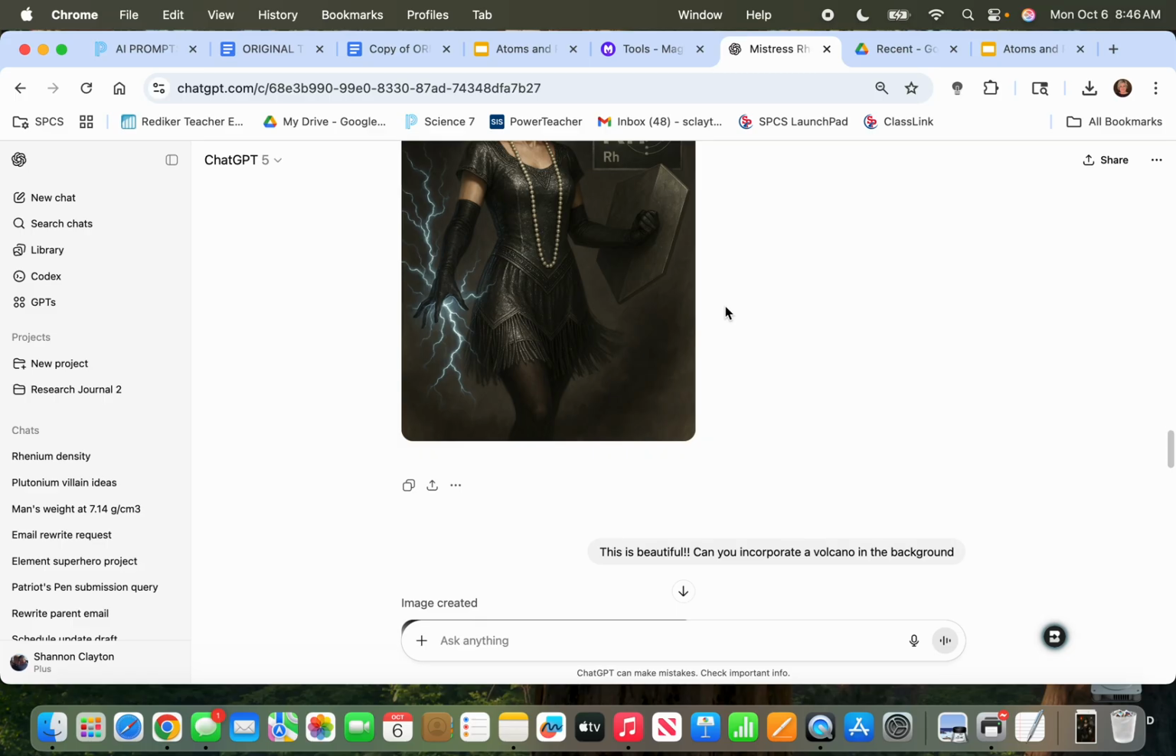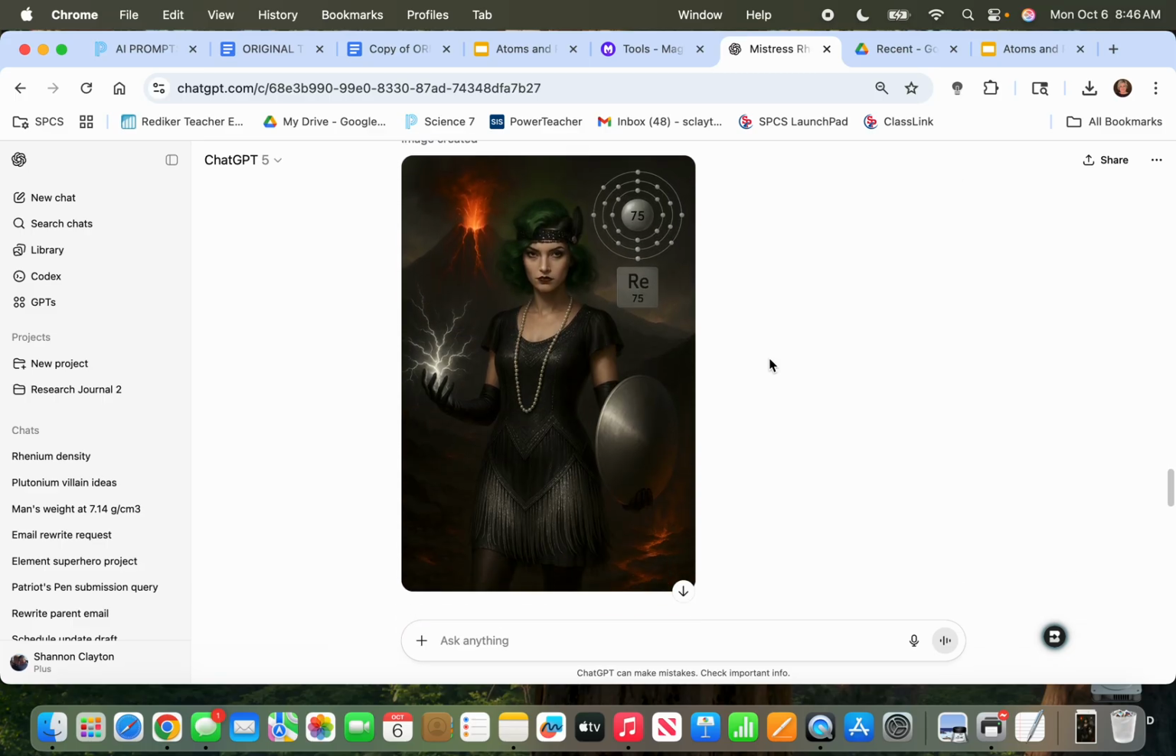So I said, you know what would be really cool? I said, this is beautiful. Can you incorporate a volcano in the background? And look what it did. Oh, that's so awesome. It's so good. So that's my picture. That's rhenium. That's who she is. She's a baddie.